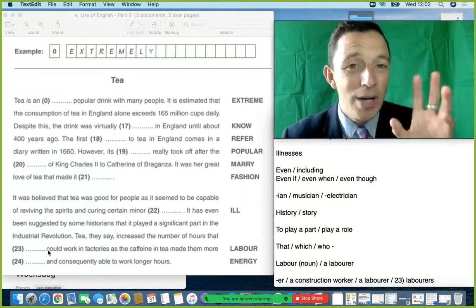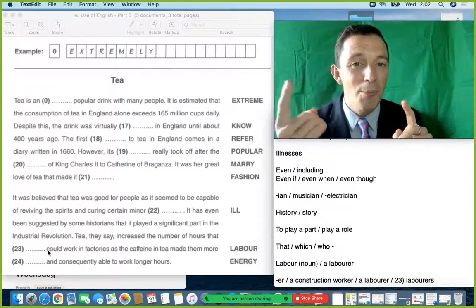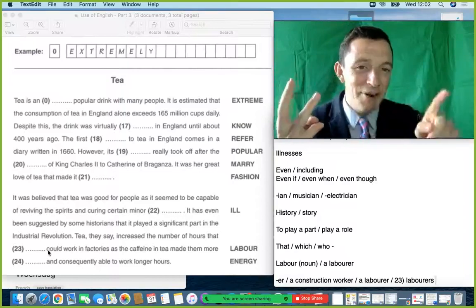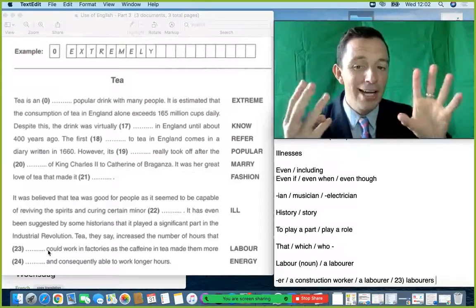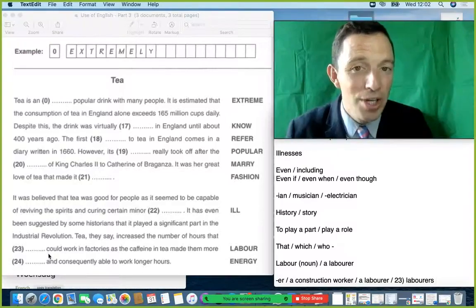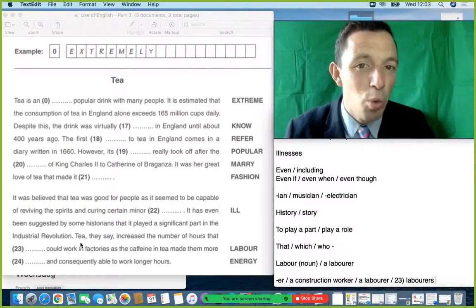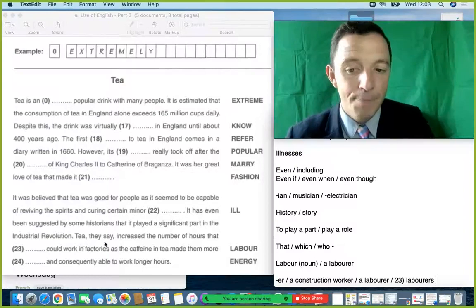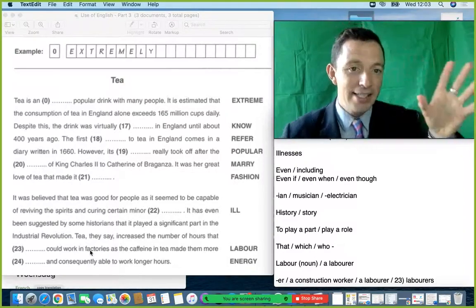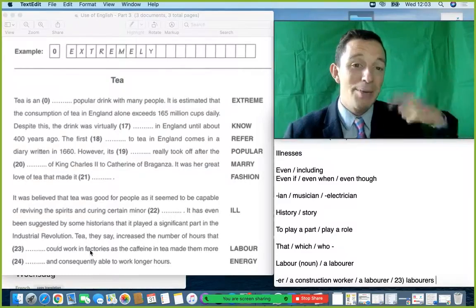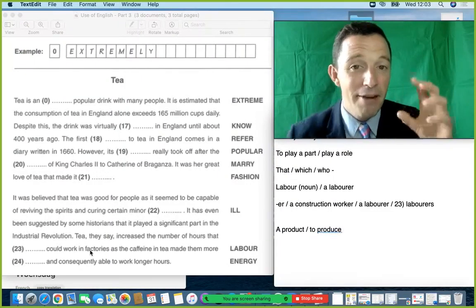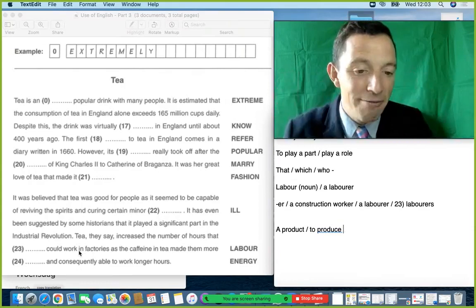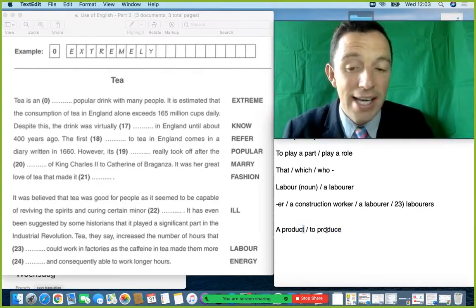Could is the modal verb. You remember could is for possibility or option. Could, may, might, and the next verb is just the infinitive without the to. Could work, could go, could look, and here it's a good example. It's a modal, could, possibility, and option. The next verb is work, but we eliminate to. Okay? In factories, factory is the place where they construct and they make the products and they produce. So a product is the noun and the verb is to produce. Very, very important difference between the noun and the verb, because the T changes to CE.